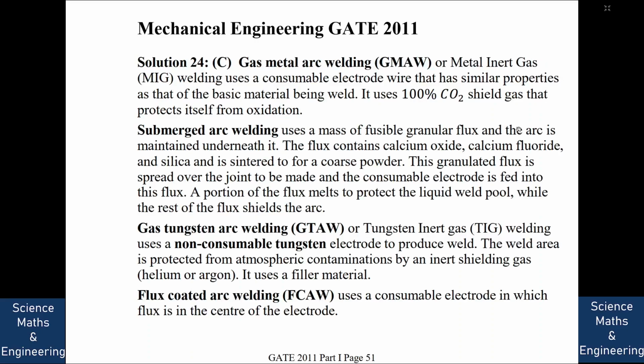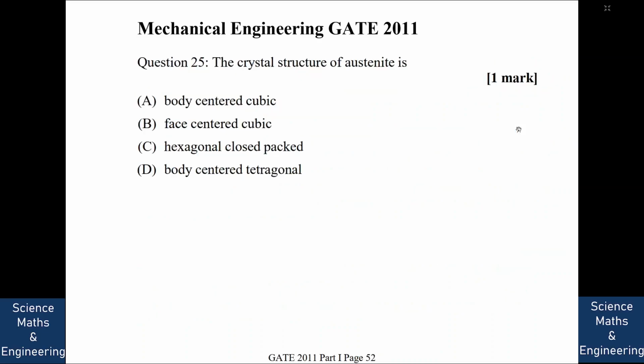Gas tungsten arc welding, which is also known as tungsten inert gas welding. So it uses a non-consumable tungsten electrode to produce the weld. In all other methods, we use consumable electrode, and I have also given a gist of this welding technique so that it helps in the other questions and also to understand what is there in the other options. Okay, so we'll go to the next question.